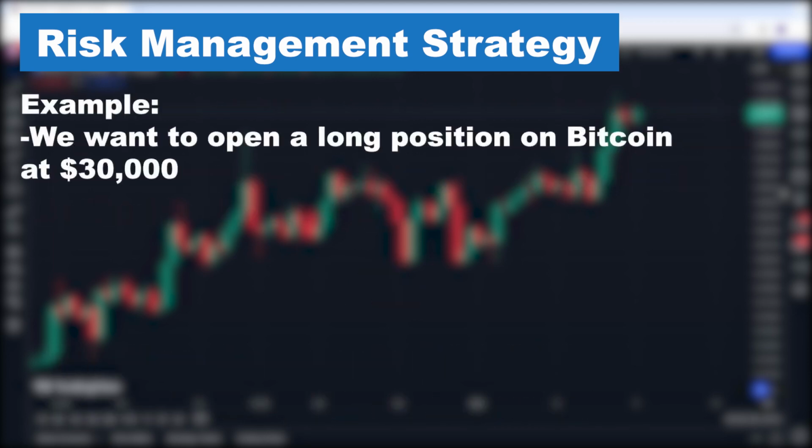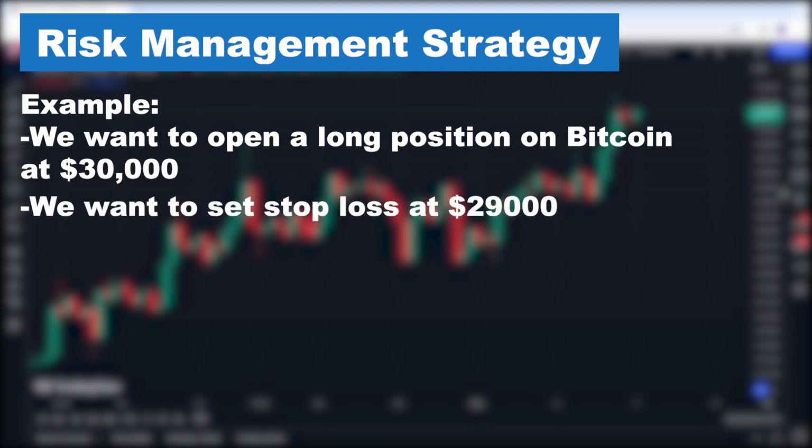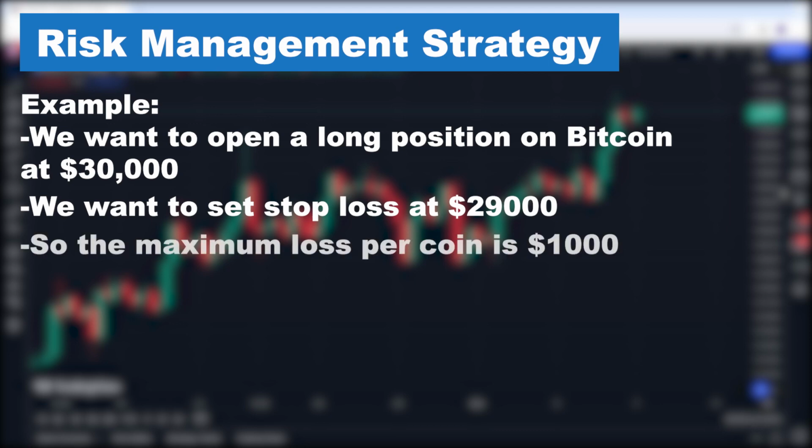Consider we want to enter a long position on Bitcoin at $30,000. This is just an example. Bitcoin is not at $30,000 at the moment, and based on our analysis, we want to set the stop loss at $29,000, for example. So here, the maximum loss per coin is $1,000. This means if we buy one Bitcoin and the price reverses and hits our stop loss, we will lose $1,000. So the maximum loss per coin is $1,000 in this example.